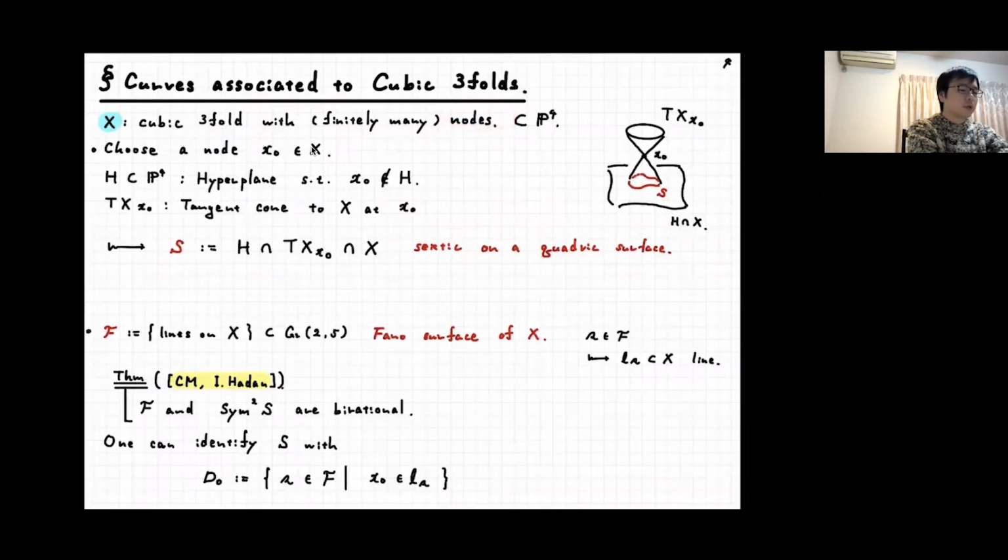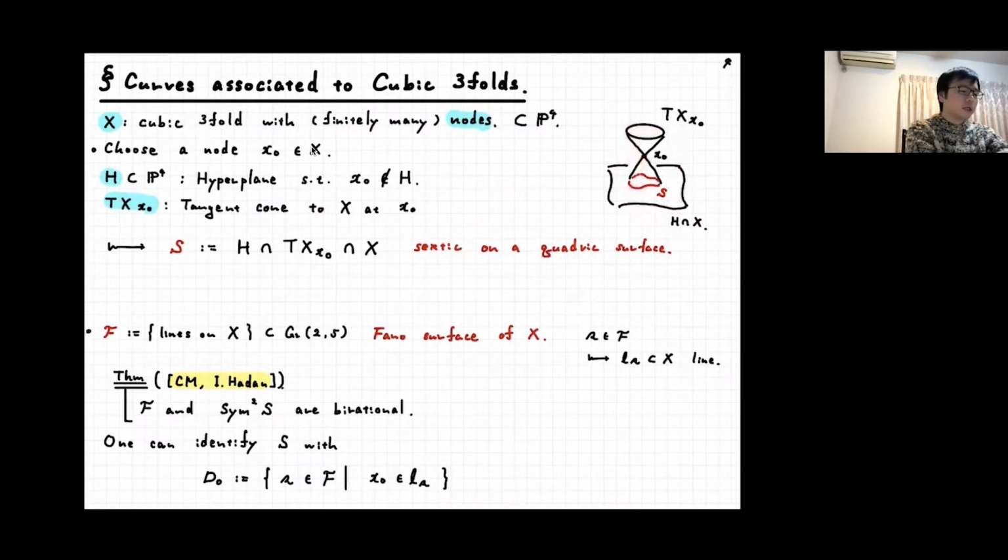Okay. So starting from nodes, we start by choosing a node x naught. It means that, as I said, S, delta and delta prime depend on the choice of these nodes. Then let H be a hyperplane such that x naught, this node, is not in this capital H. And also we take the tangent cone T_X x naught. So the figure is something like here: we have the x naught, then the tangent cone T_X x naught.